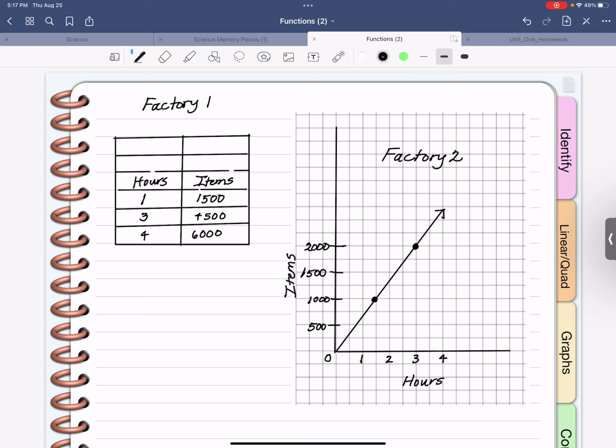Sometimes you will need to compare similar data in different formats. A manufacturing company has collected the data shown in the graph and table that describes the relationship between time in hours, that's the independent variable, and the number of items each factory produces. That's the dependent variable. The number of items depends on the number of hours they run. How does the slope of a line showing this relationship for factory 1 compare to the slope of a line showing this relationship for factory 2?